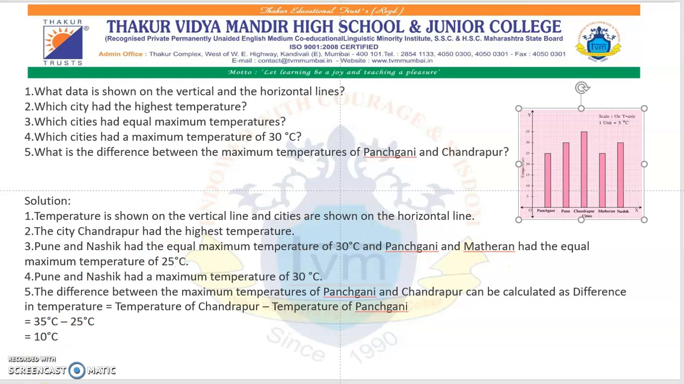Fourth question, which cities had a maximum temperature of 30 degrees Celsius? You can see that Pune and Nashik had a maximum temperature of 30 degrees Celsius.